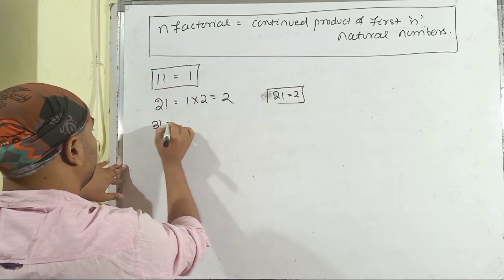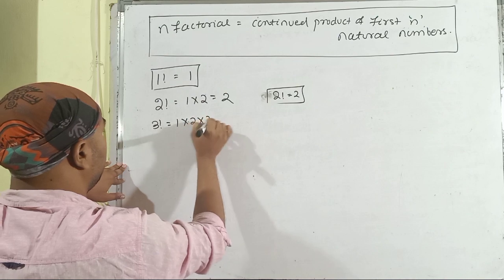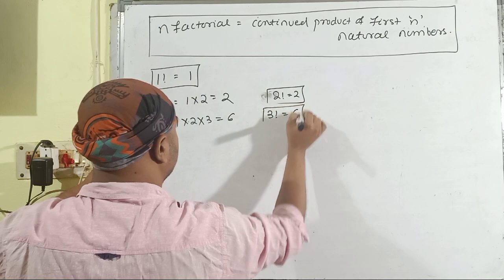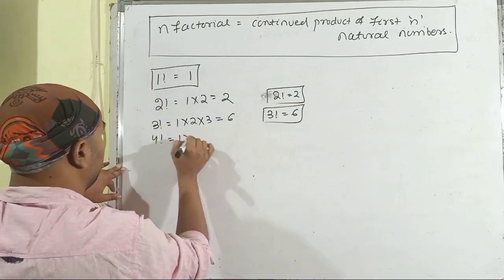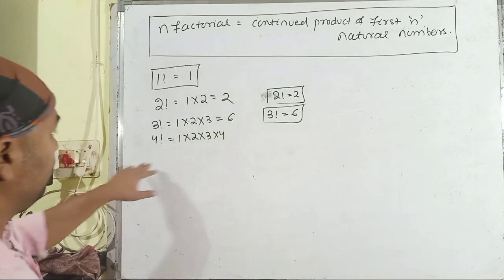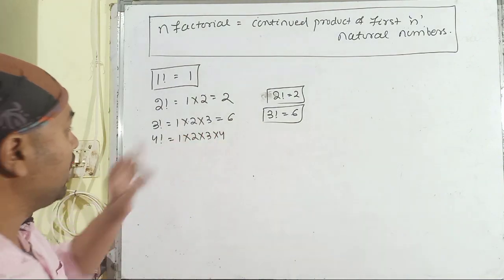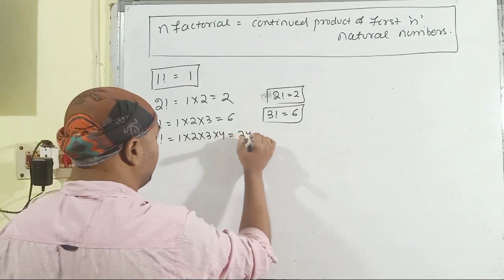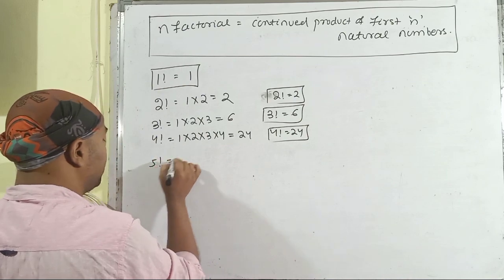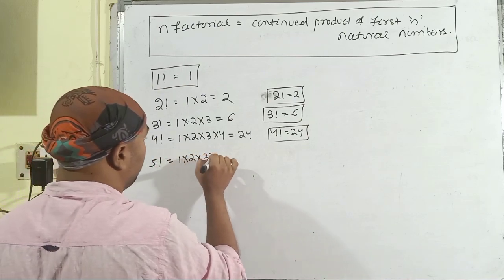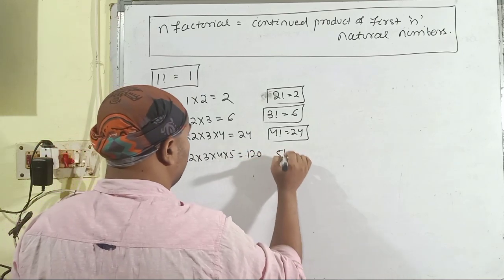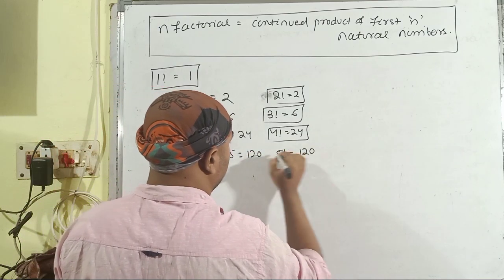Then 3 factorial is equal to the multiplication of 1, 2 and 3, it is 6, that means 3 factorial is equal to 6. Similarly, 4 factorial is equal to the multiplication of all the numbers starting from 1 up to that given number 4, that means it is 24. So 4 factorial is equal to 24. Similarly, 5 factorial is equal to 1, 2, 3, 4 multiplied with 5. So it will be 120. So 5 factorial is equal to 120.